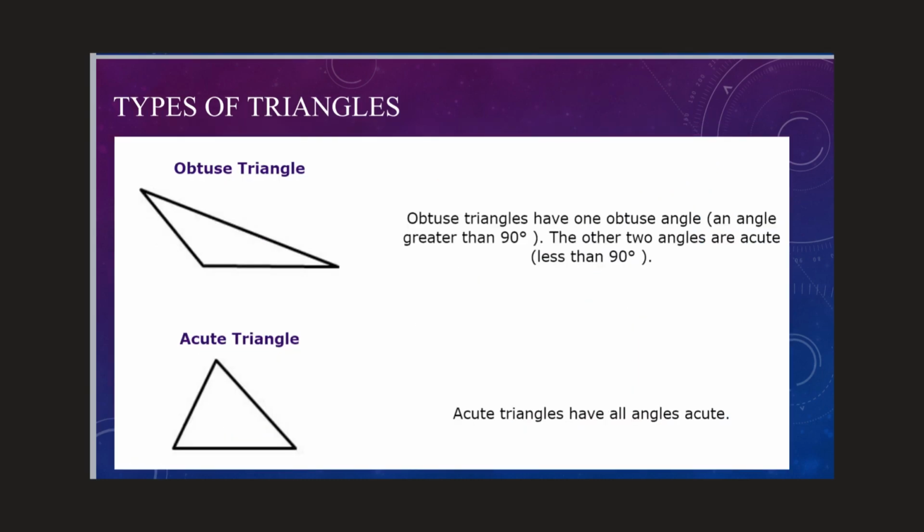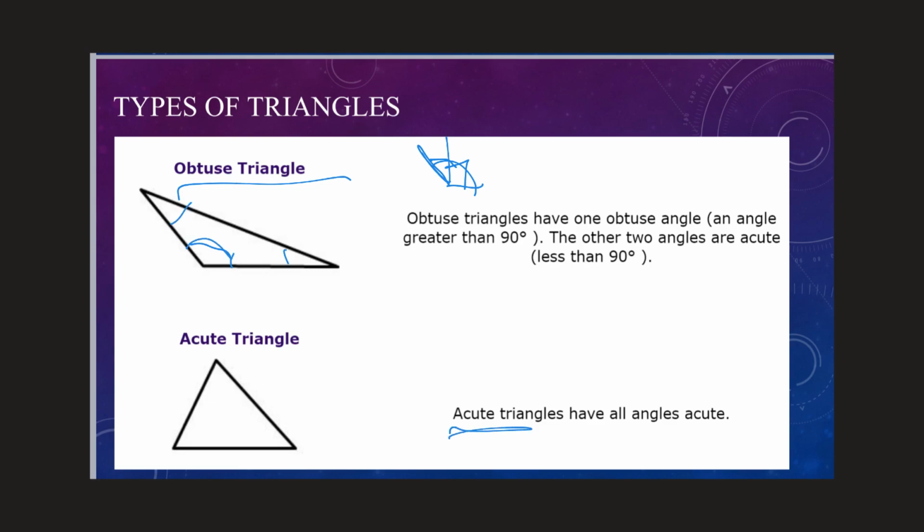Obtuse triangle. Obtuse triangles have one obtuse angle. So it has a really big angle. So this is 90 degrees, and this is larger than 90 degrees, right? So it's a big angle and then two tiny little angles.